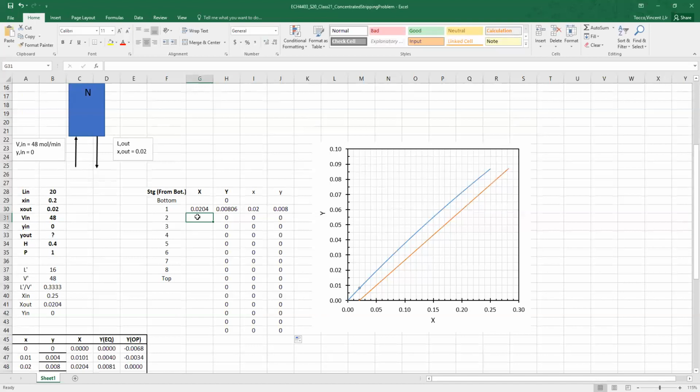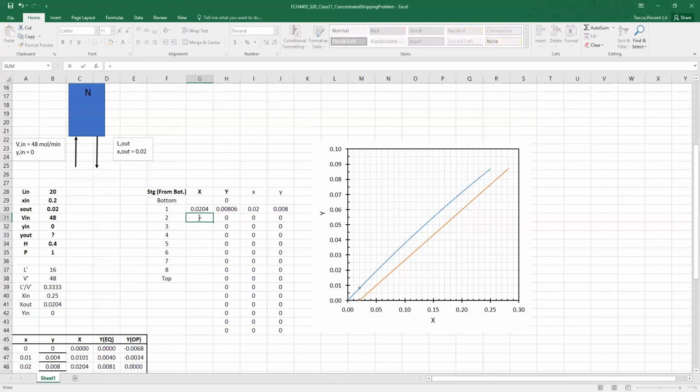At this point, I'd like you to pause the video and see if you can predict what the formula for x2 should be. So you're going to use the operating line, and you're going to solve for x of n as a function of y of n plus 1. So go ahead and pause, and we'll come back and I'll show you what the value should be.